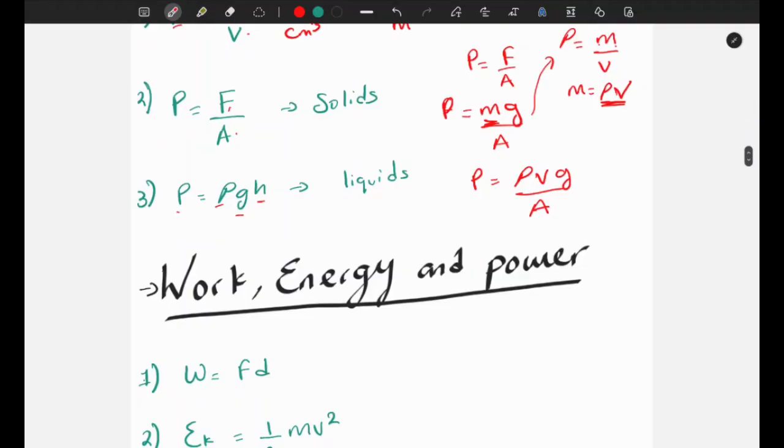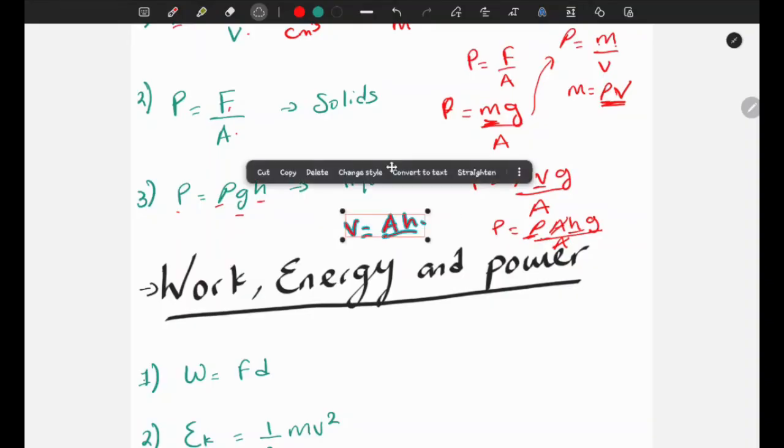And what is the formula for volume? We know that volume is equal to the area times height. So we put area times height over here. We find pressure equals density times area times height times gravity over area. So the areas cancel and we have our final formula. Pressure is equal to density times height times gravity, which is this one. But they would likely not ask you to derive the formula, so it was just for your knowledge.